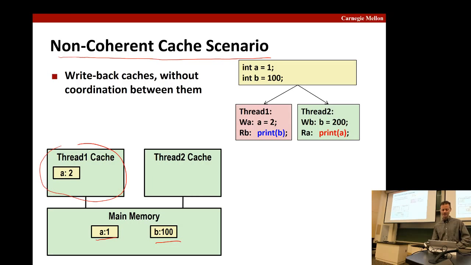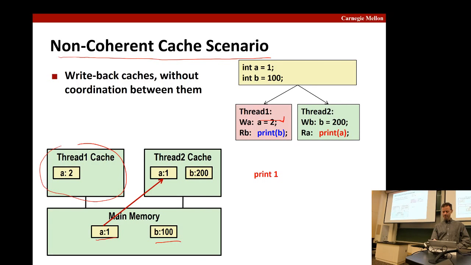This instruction happens to happen first, and so this thread pulls into its cache the cache line that contains the value A, and updates the value of A to 2. So from this perspective, this cache's A is now 2. And then B can come along and do the same thing for B and set it to 200.